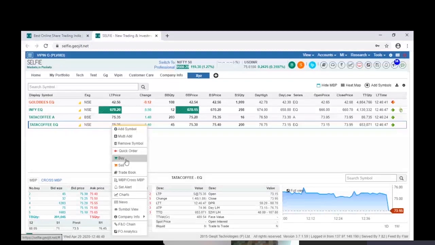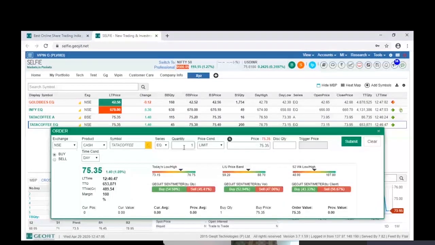This is the number of quantities, that is, how many shares we intend to purchase. That is defined here in the quantity column, along with the rate at which it has to be bought. Let us say we will purchase at 74.50, because right now the market is quoting at 75.40, and I would like to purchase the share at 74.50. I have clicked buy here, and you can go on and submit.